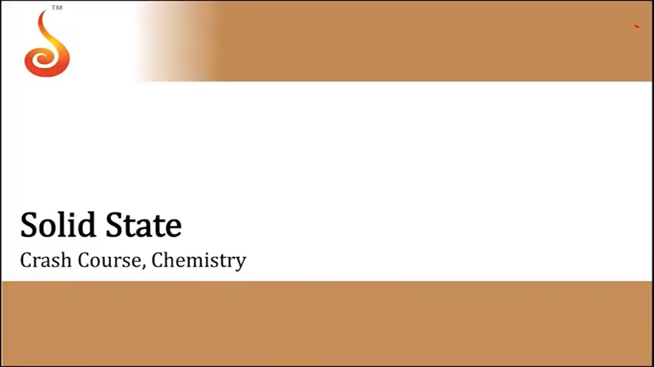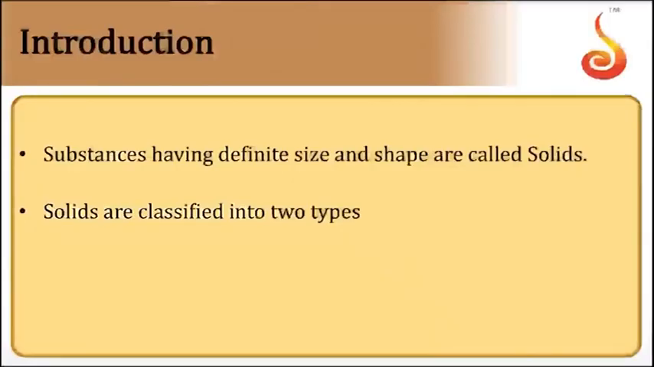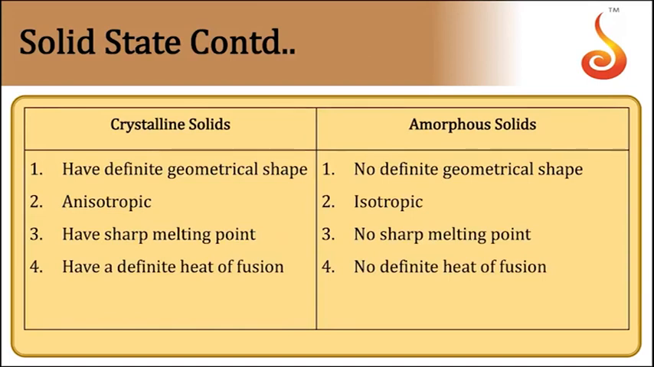Today we will discuss important points from solid state chemistry. First of all, the meaning of a solid substance. Substances having definite size and shape are called solids, and solids are classified into two different categories. The first one is crystalline solid, and the other one is called amorphous solid.